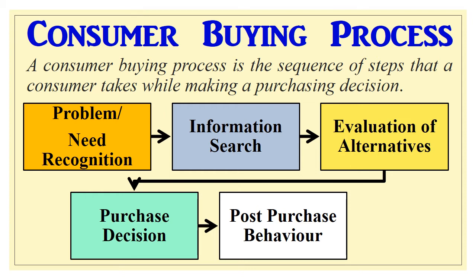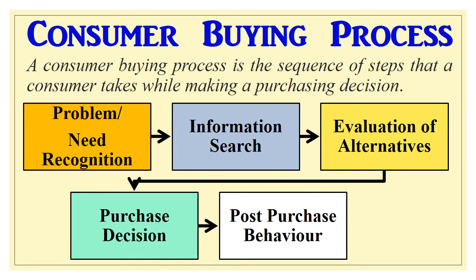Now the third stage is evaluation of alternatives. Once the consumer has gathered all the information from all the available resources regarding the product he wants to buy, then he evaluates the choices available to him. At this stage, the alternatives available are evaluated on the basis of product features, the requirement of a consumer, the usage of the product, the cost, and the post-purchase services which are offered by the different companies. Then finally, after evaluation of all the alternatives, the consumer buys the best product according to his needs and demands.